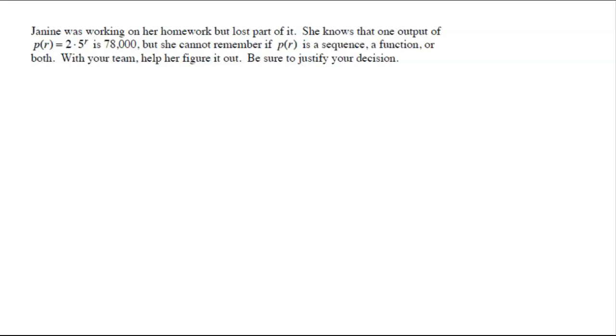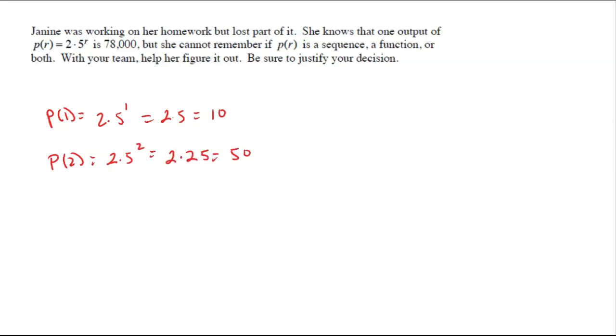So basically what I can do is try to eliminate if it's going to be a sequence. So if I start plugging in some numbers, P of 1 would be 2 times 5 to the power of 1, so 2 times 5, which just gives me 10, okay? So P of 2 is 2 times 5 squared, so this would be 2 times 25, which gives me 50.